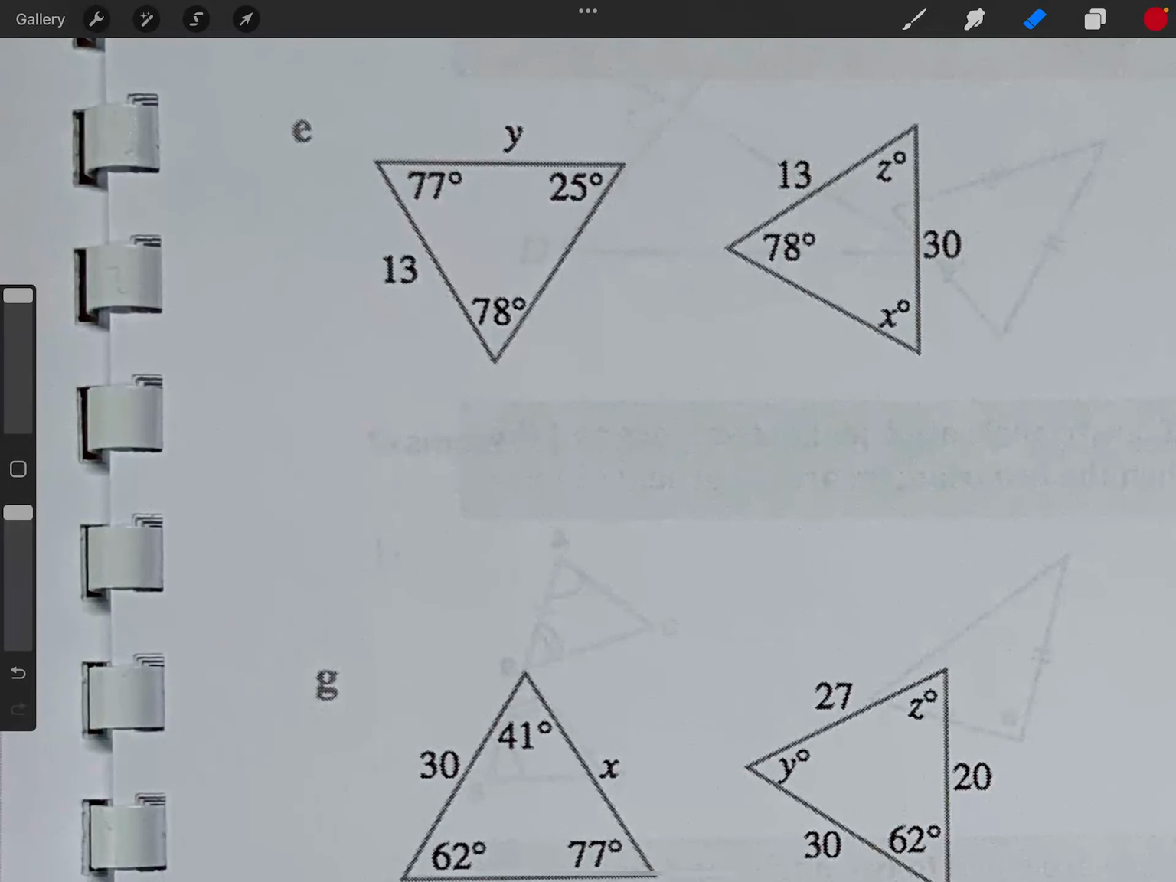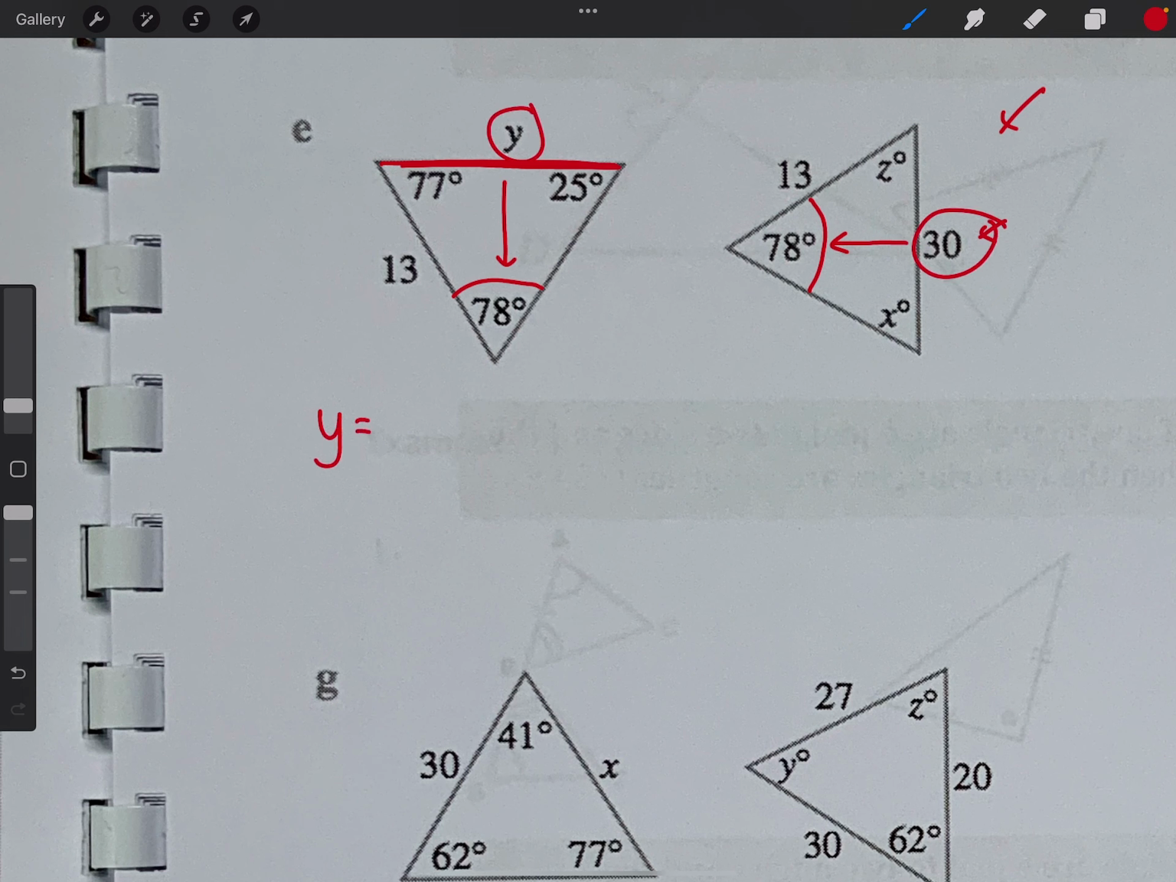Okay, we want to find out the length Y. Now, the length Y is opposite the angle 78. So let's look at the second triangle and look at what length is opposite 78. We have a 78 there, and opposite 78 is the 30. So that means Y and 30, they're the same. So we can say Y is equal to 30 centimeters. Let me rub that out.